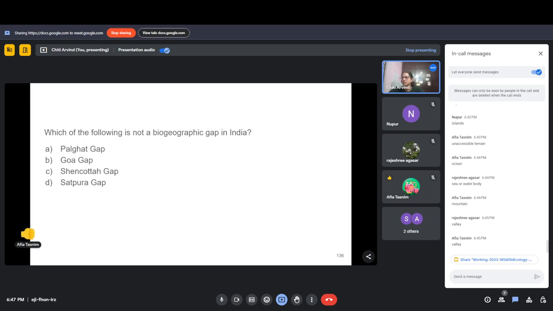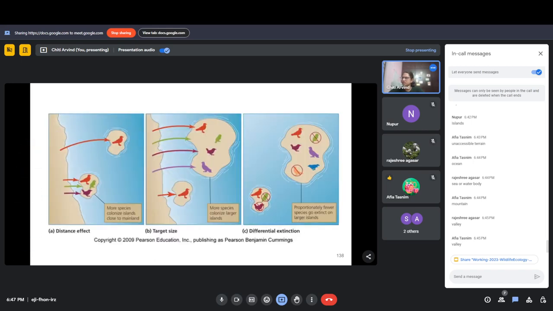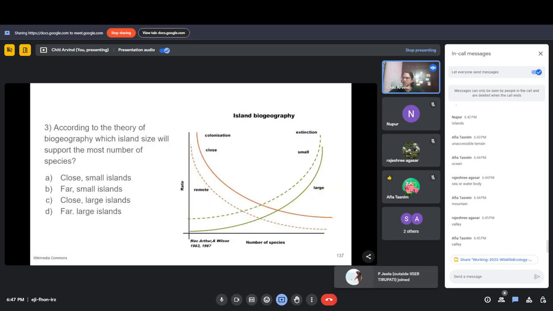Right? So let's move on to the next question, which is basically the theory of island biogeography. So according to the theory of island biogeography, which island size will support the most number of species? Take some time to stare at this graph and then tell me. I would like us to discuss this graph as well.